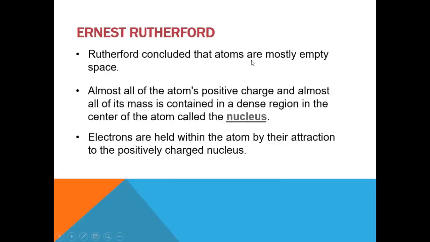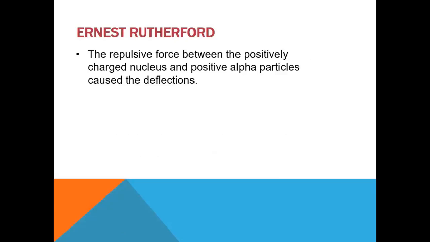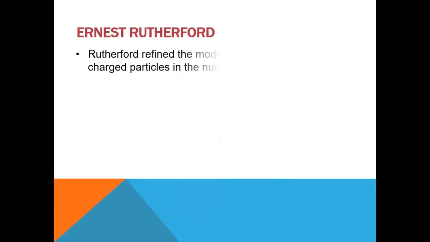So he concluded that the atom was mostly empty space because most of the alpha particles went straight through. Almost all of the atom's positive charge and almost all of its mass was in a dense region in the center of the atom called the nucleus, and the electrons were held there by the negative and positive electrostatic forces between the electrons and the nucleus. Again, the repulsion between the positive nucleus and the positive alpha particles caused deflection, which we talked about already. He named those positively charged particles in the nucleus protons.